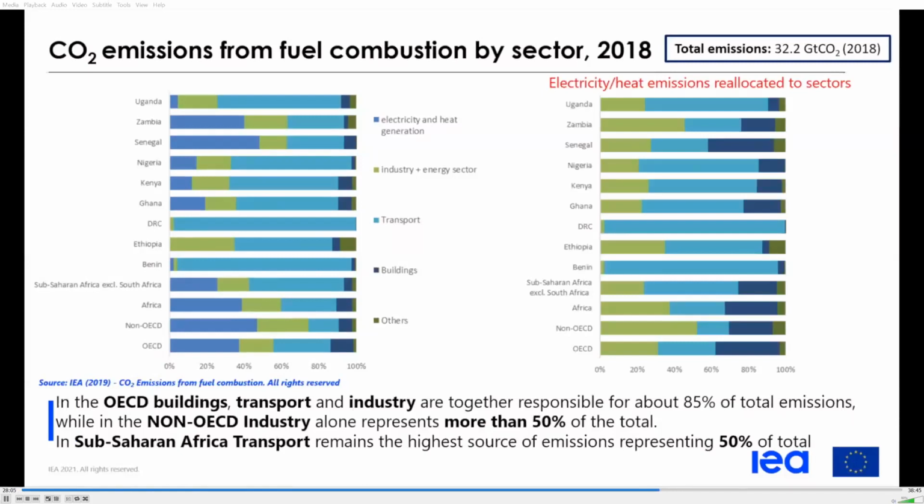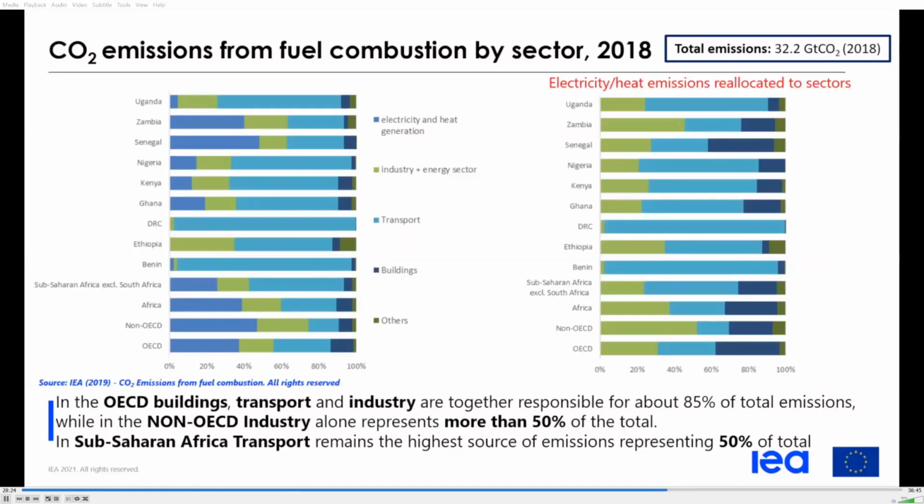Disaggregated data allows allocating the emissions associated with power generation to the end sectors and provides a more complete understanding of the real drivers of CO2 emissions. The graph on the right represents the sectoral emissions after reallocation of power generation emissions to the end sectors.